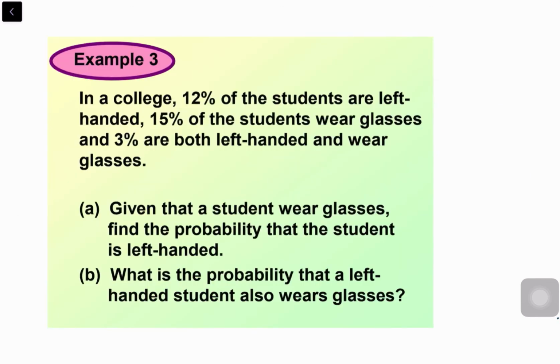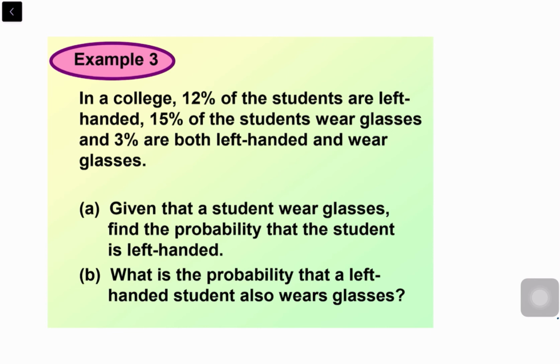Example 3. In a college, 12% of students are left-handed, 15% of students wear glasses, and 3% are both left-handed and wear glasses. A. Given that a student wears glasses, find the probability that the student is left-handed. B. What is the probability that a left-handed student also wears glasses? From this example 3, we can see that these two questions are about conditional events, or conditional probability.